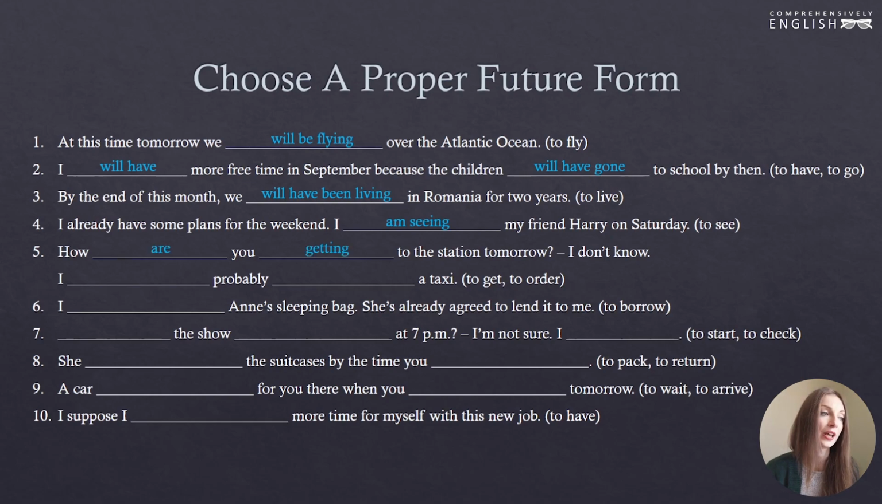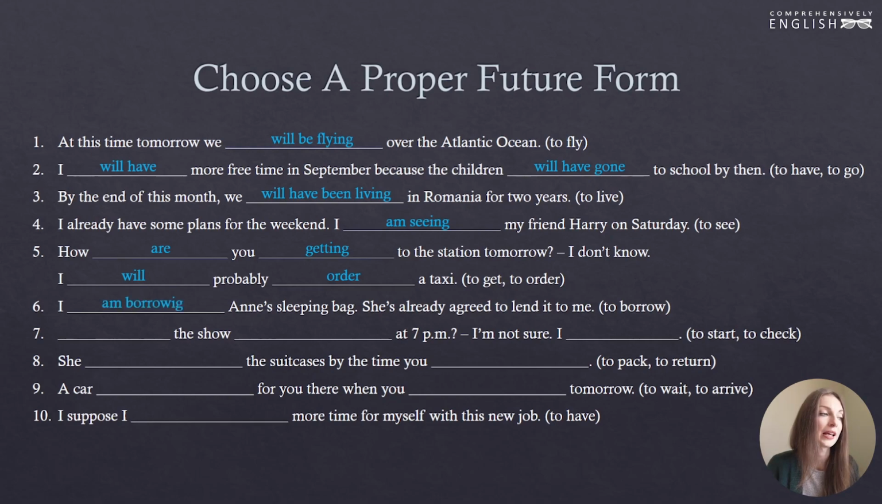How are you getting to the station tomorrow? I don't know. I will probably order a taxi. A person asks about somebody's plan. Yeah, what is your plan? How are you getting to the station tomorrow? And another person answers, I will probably order. He or she doesn't know yet. Probably he or she will order a taxi. That's why the future simple is used here.